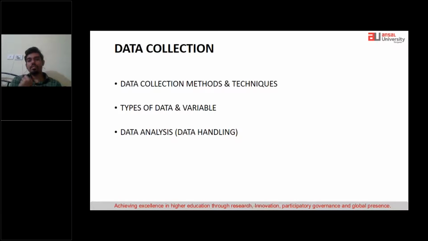Then comes, after the selection criteria is done, you know what research design you have to follow and what sampling method you have to follow. Then comes your data collection. You should know about the data collection methods and techniques. You should also know about the types of data which exist. And then once you are done with the data collection, you have to do data analysis. I will talk about these things quickly.